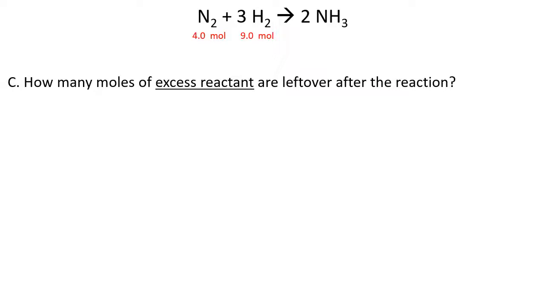The last part, we want to know how many moles of excess reactant will remain after the reaction is over. We know that nitrogen is our excess reactant. And in the previous slide, we just calculated that 3 moles of our nitrogen will actually react with all of the hydrogen, since the hydrogen was our limiting reactant in this example.